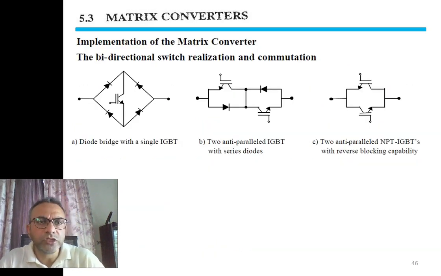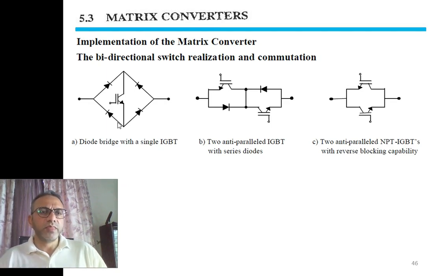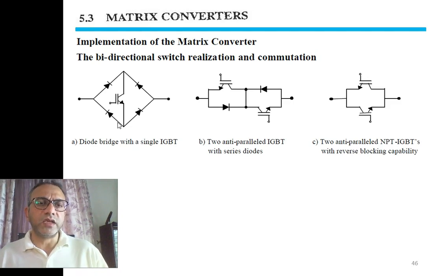Now a short discussion about the bidirectional power switches. There are in total 3 variations available which will help us to achieve bidirectional current handling capacity. The 3 options are provided in the 3 diagrams above. First is the diode bridge. We are using 4 diodes and 1 power switch. So current can flow in both directions. We want current to flow either from this side to this side or from this side to this side. And this can be done. The first technique is that we use a diode bridge with single IGBT.